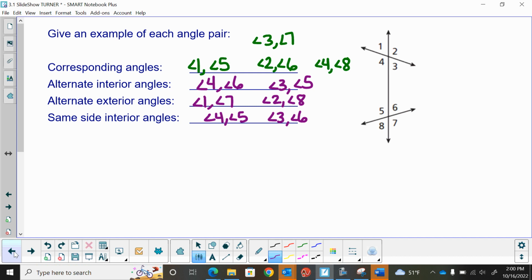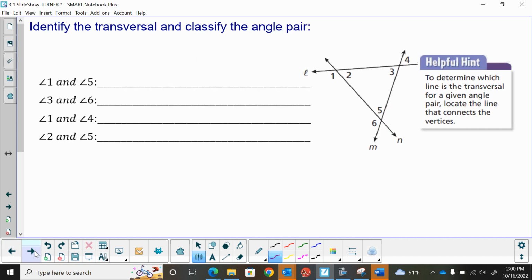All right, last example here. Now this one's a little bit different because we have 3 lines, but actually 3 different intersections that are created. So it all depends on which 2 angles you're matching up to determine which one's the transversal. So the hint on your note says that to determine which line is the transversal for a given angle pair, you need to locate the line that connects the vertices.